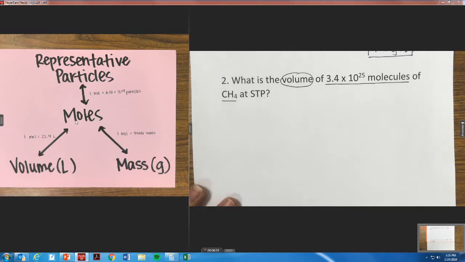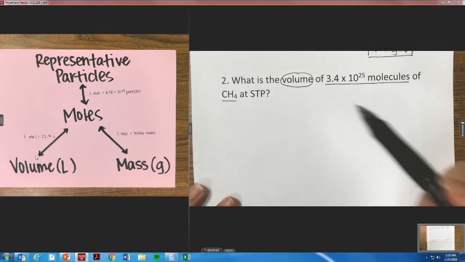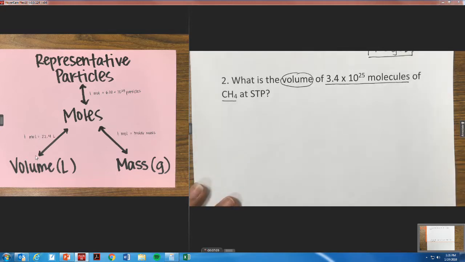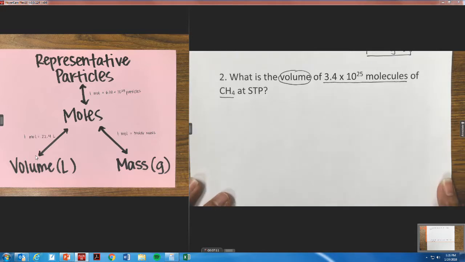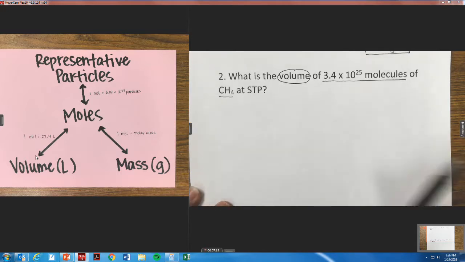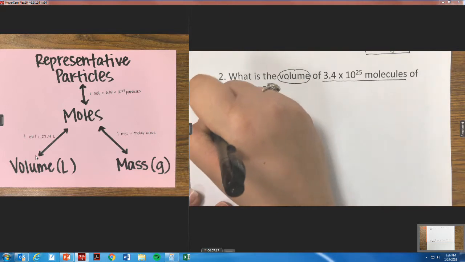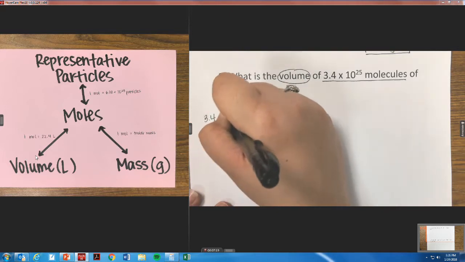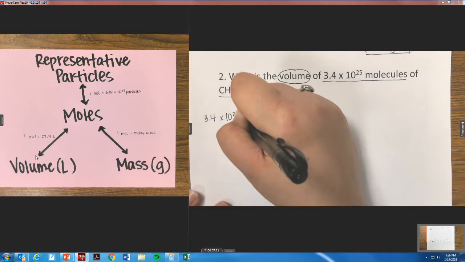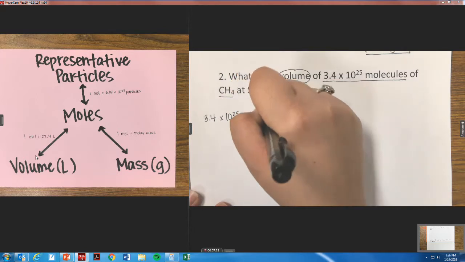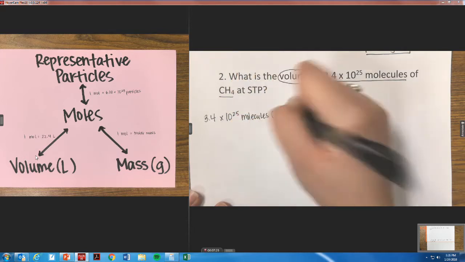Okay, so take a look. We pass through 1 conversion factor, 2 conversion factors. So that means this is actually a multi-step problem. The first step is always to write what's been given, and you have been given 3.4 times 10 to the 25th molecules of CH4.